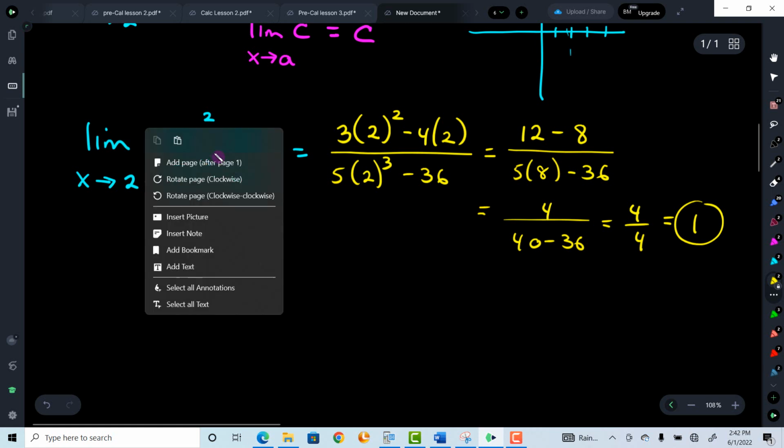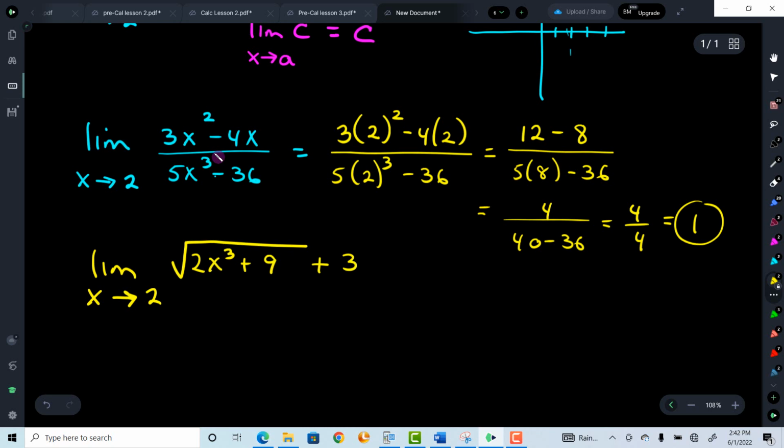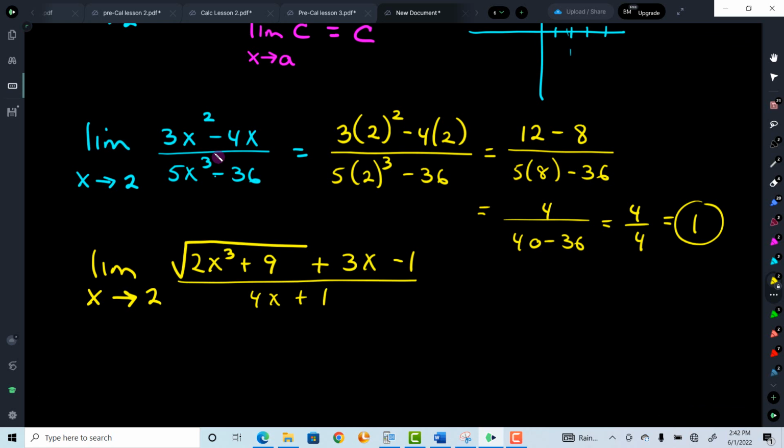Okay, one more of this type of example. Let's look at the limit as x approaches 2 of the square root of 2x to the 3rd plus 9, plus 3x minus 1, over 4x plus 1. Okay, so what are we going to try to do first? Yeah, we're going to just try to substitute.